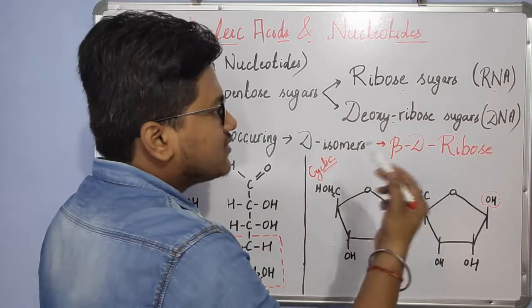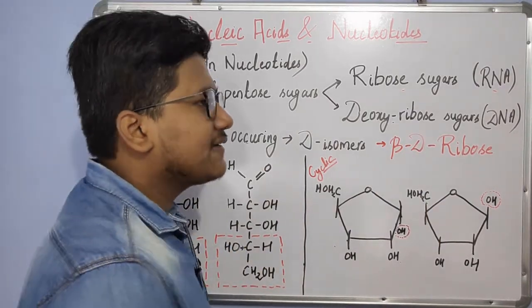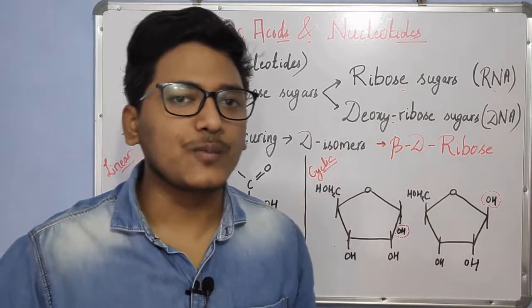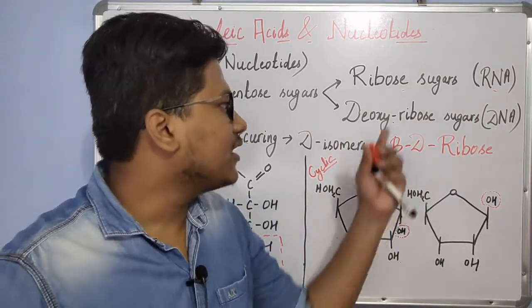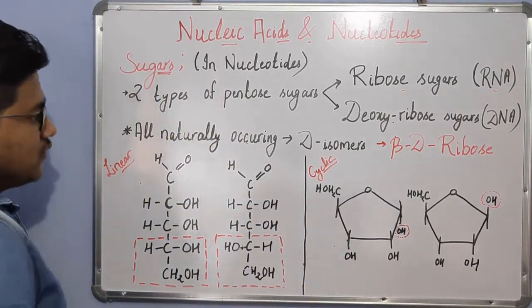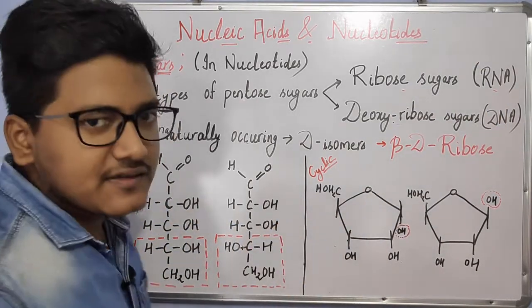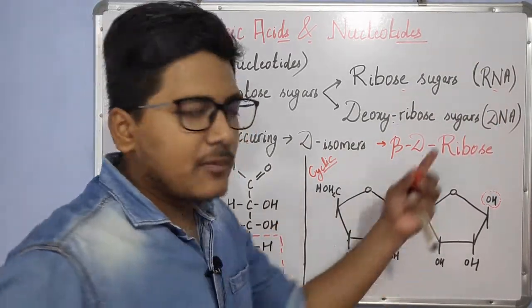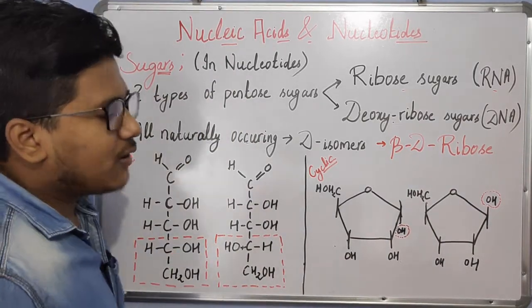And there is not much of difference between the ribose and deoxyribose. The only difference lies in the absence of a hydroxyl group in case of DNA at the second position of the ring, or second position of the carbon. Now we will look into the details of the differences in this class only, and we will talk about them in the later sessions.